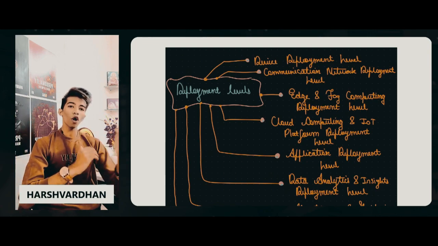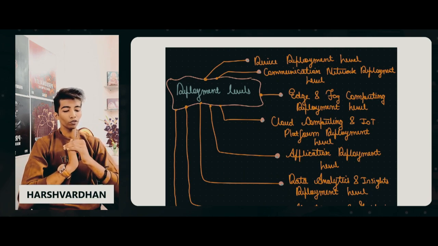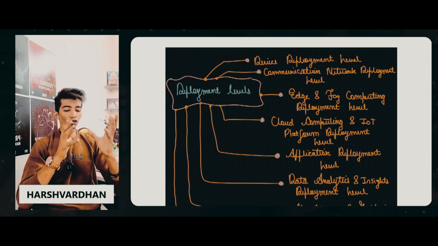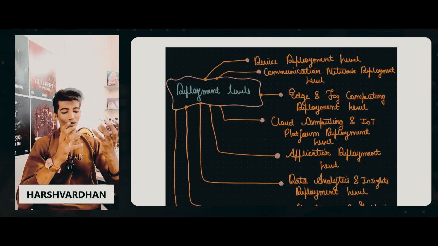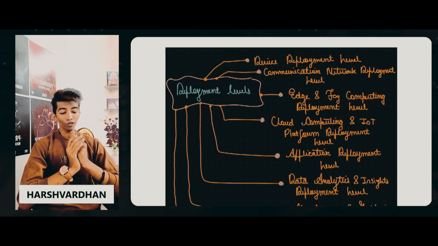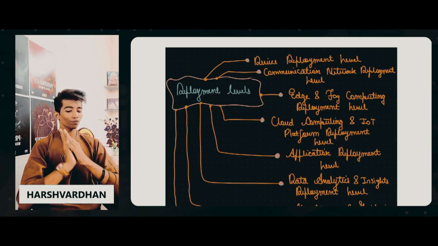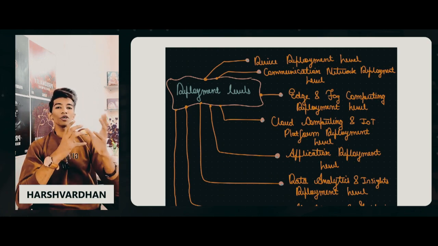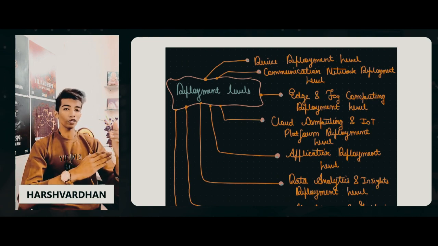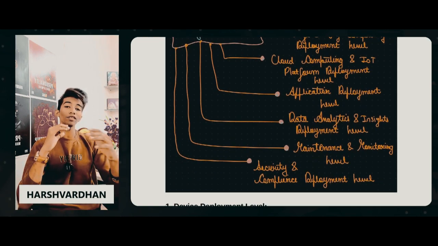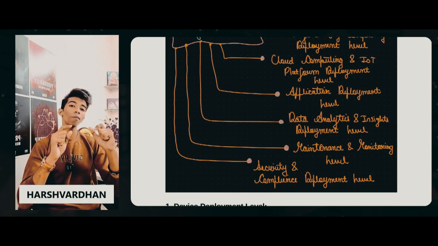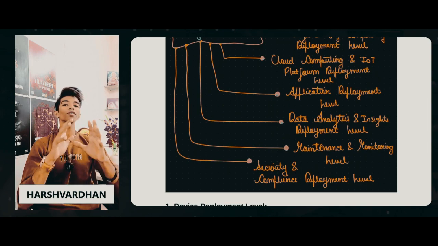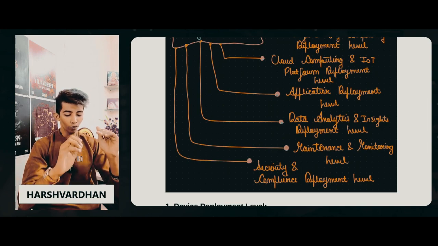So talking about the deployment levels, the first thing is the device deployment, where you are just going to deploy the device, then the communication network deployment level. Then the edge and fog computing deployment level, where all kinds of edge and fog computing things will be there. Then the cloud computing and IoT platform deployment level, where all kinds of cloud computing and IoT things will be deployed. Then we have the application deployment level, then the data analytics and insights deployment level, then the maintenance and monitoring level, then the security and compliance deployment level. So these are the basic deployment models which are present in IoT.